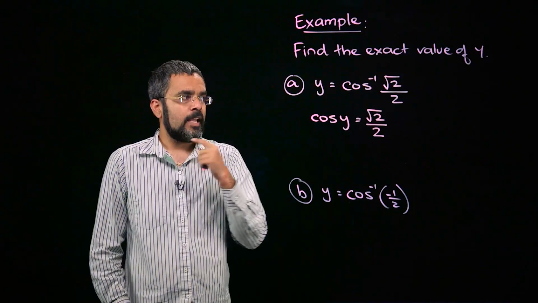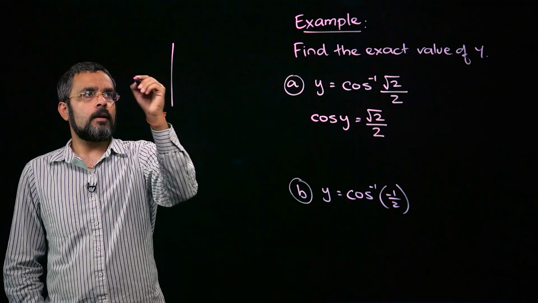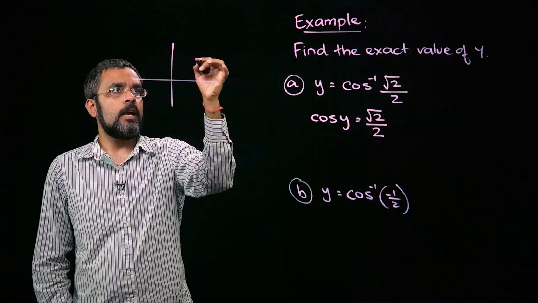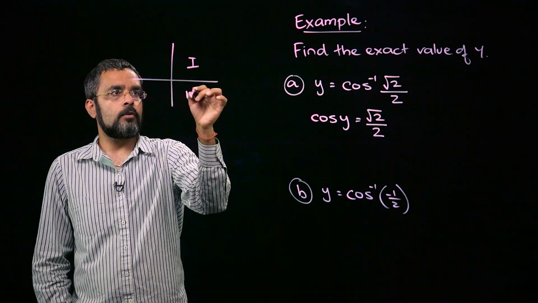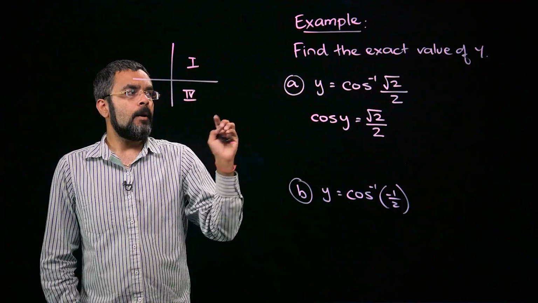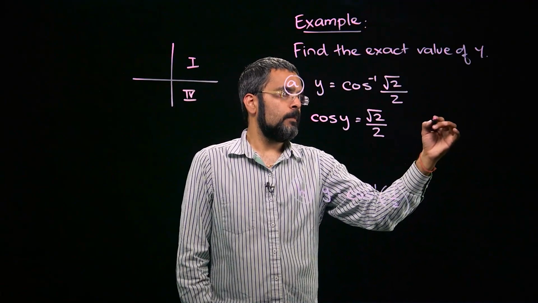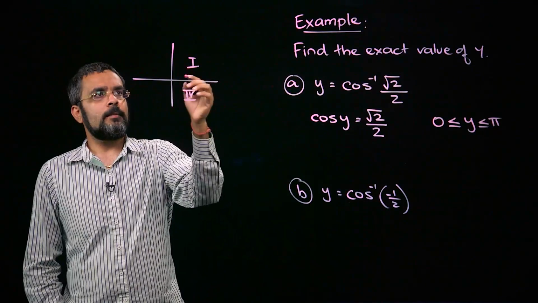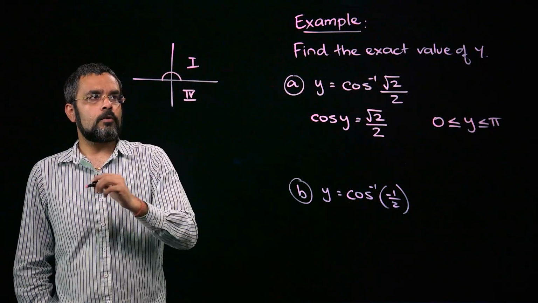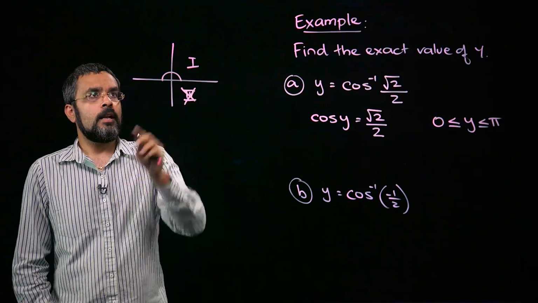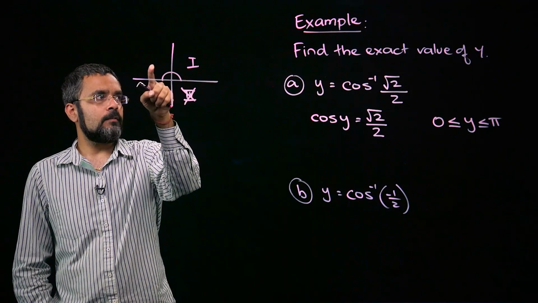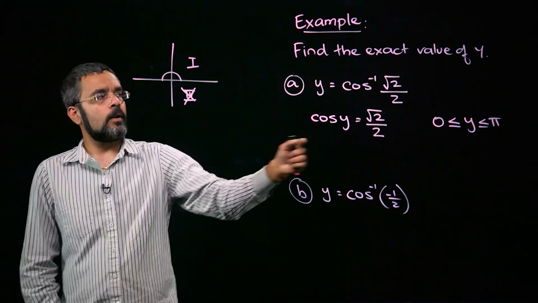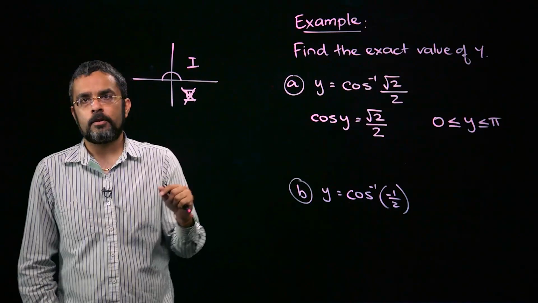Now, if you remember, right, I'm just going to go ahead and draw my quadrants. If you remember, cosine was positive in the first quadrant and in the fourth quadrant. Okay, but this y has to be between 0 and pi, which basically means y has to be in the first and the second quadrant, right? So this one is out. Now if you go in the second quadrant, cosine becomes negative, which is not the case, so I'm restricted to the first quadrant.